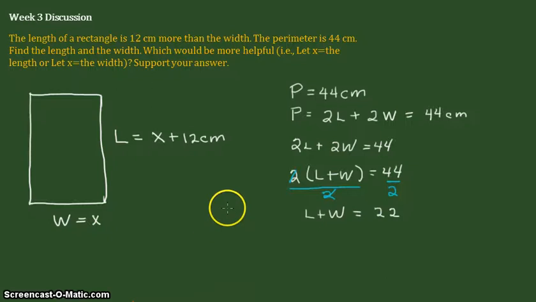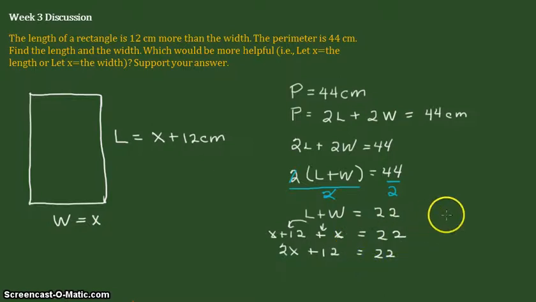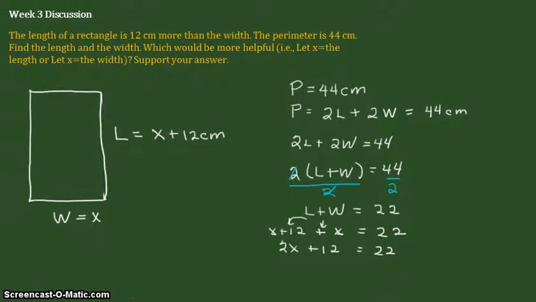So we've simplified this to make life a little bit easier. Our length here is x plus 12, plus our width, which is just x, and all that equals 22. So we combine like terms. We have x and x, so that's going to give us 2x plus 12 equals 22.